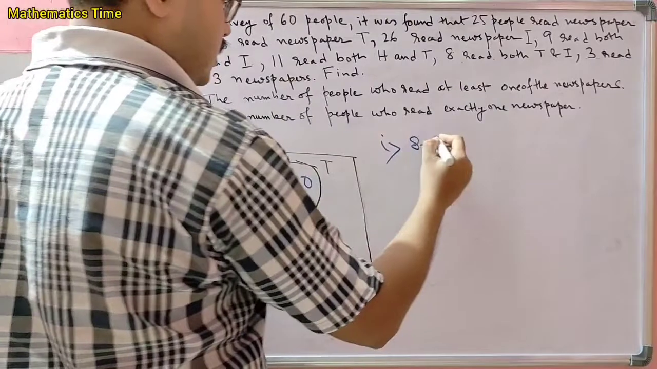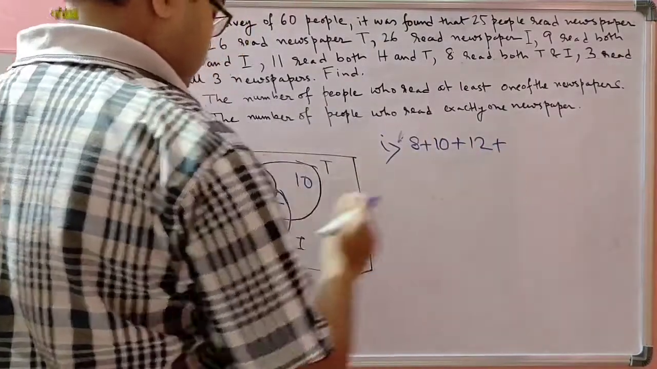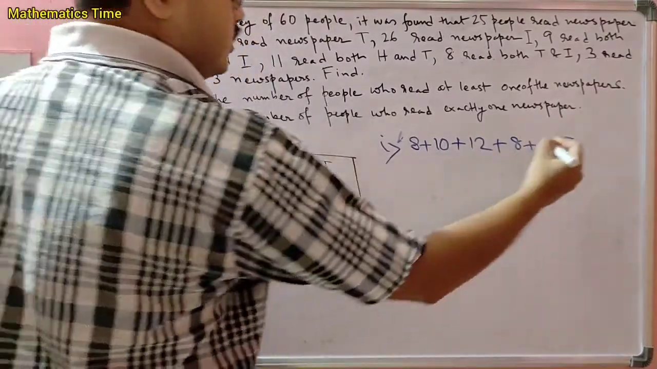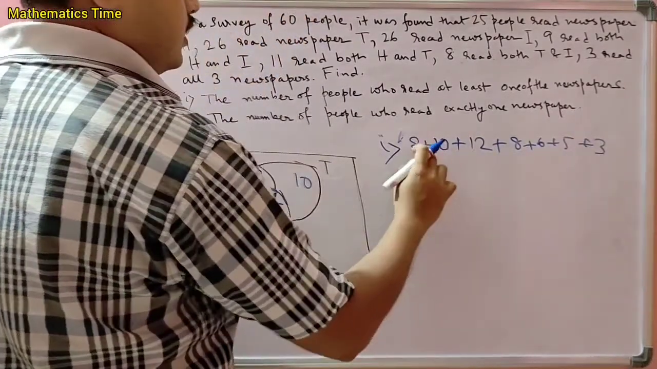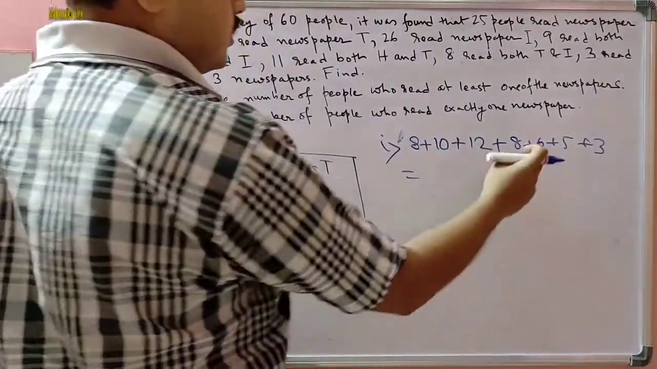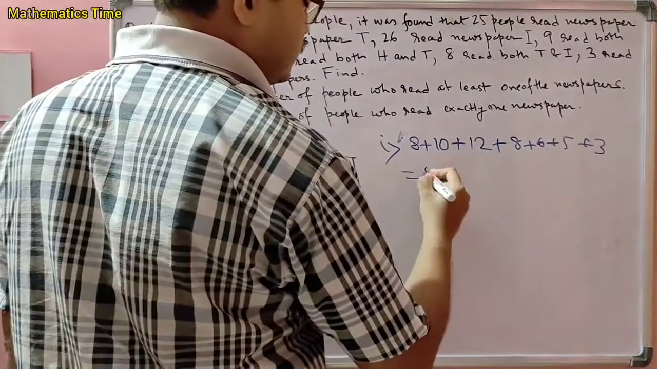So 8 plus 10 plus 12. Then plus 8, 6, 5, and plus 3. The answer will be 18. 18 plus 12 is 30. 30 plus 8 is 38. 38 plus 6 is 44. 44 plus 5 is 49. 49 plus 3 is 52.